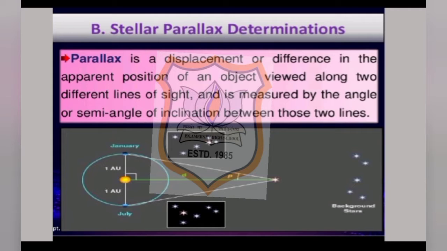Now, what is parallax? Parallax is a displacement or difference in the apparent position of an object viewed along two different lines of sight, and is measured by the angle or semi-angle of inclination between the two lines. Let us take an example: if you observe a pen or a pencil by keeping one eye closed, its position seems to be slightly shifted. This is known as the parallax method, and we use it for measuring large distances.